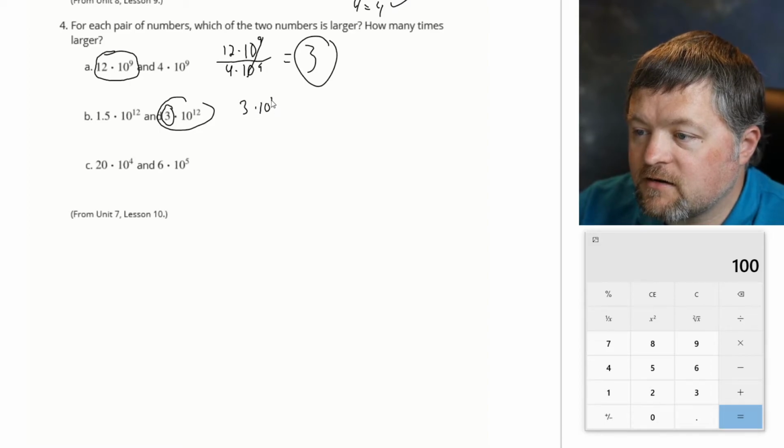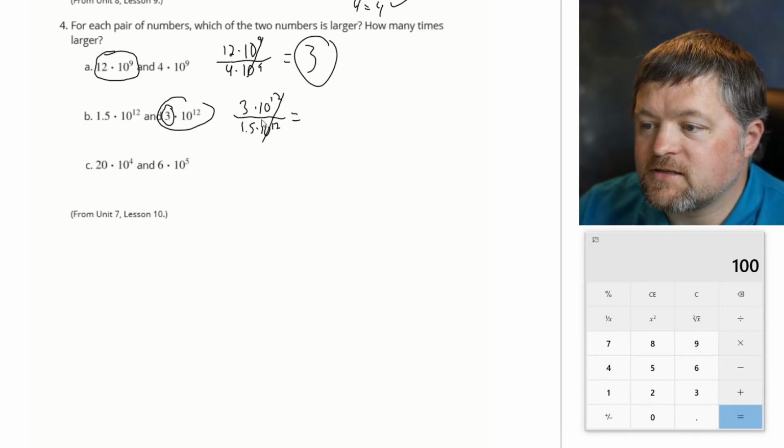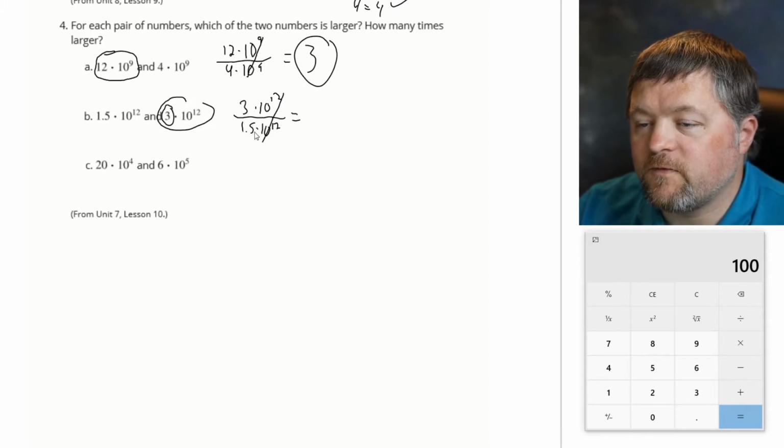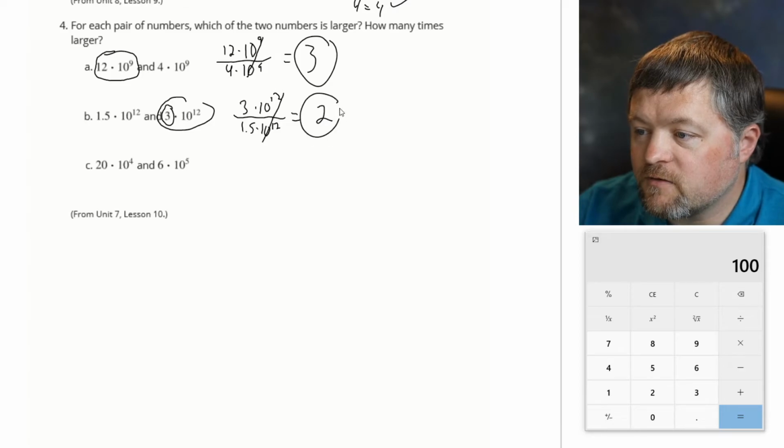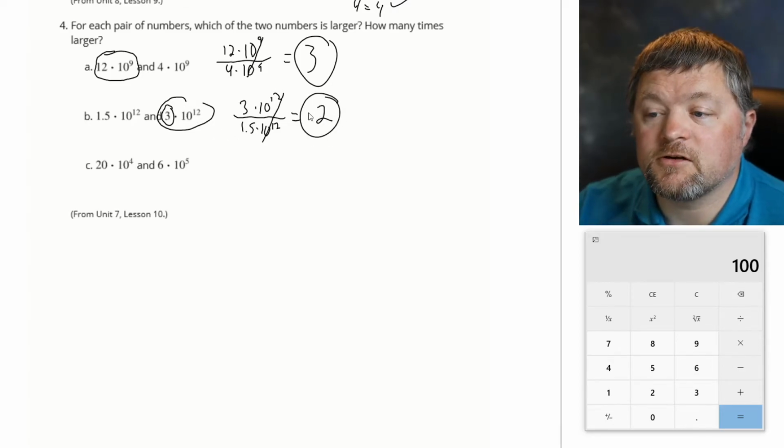3 times 10 to the 12 over 1.5 times 10 to the 12. 10 to the 12 cancels out again. We have 3 over 1.5. 3 divided by 1.5 is 2. So this one is larger, and it is 2 times larger.